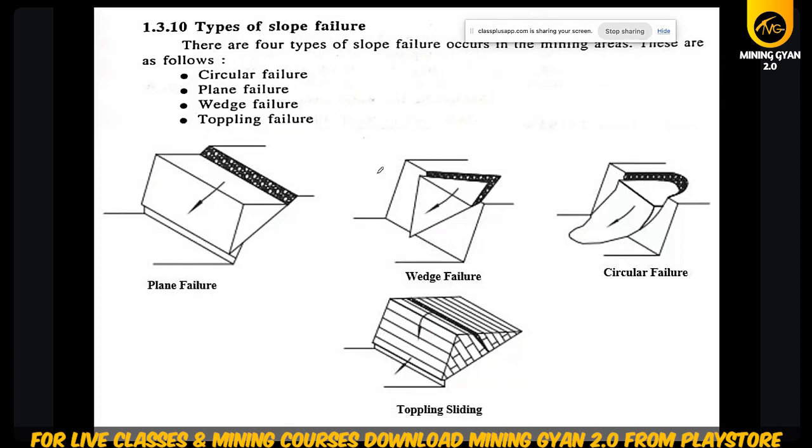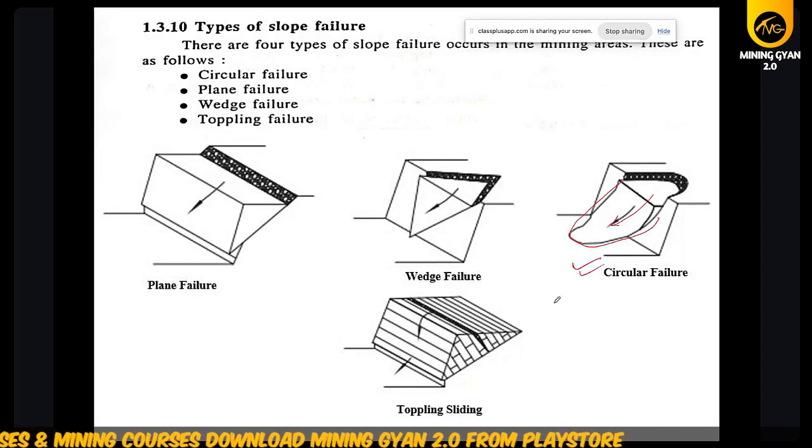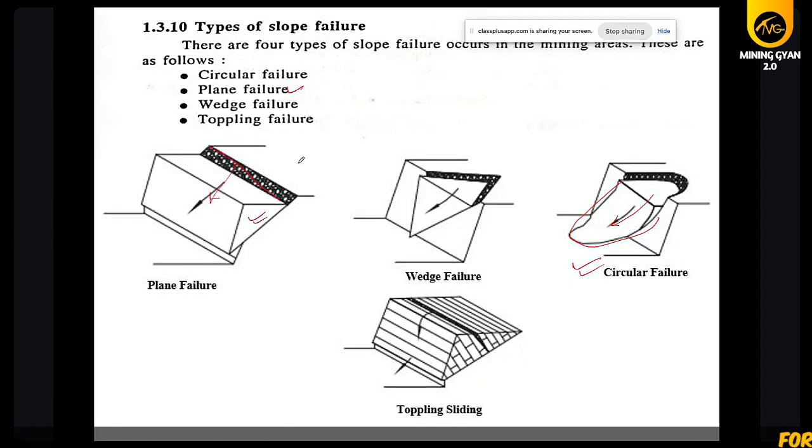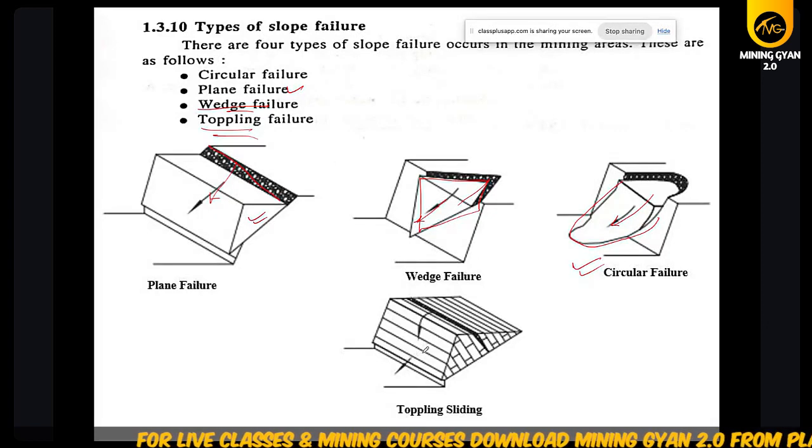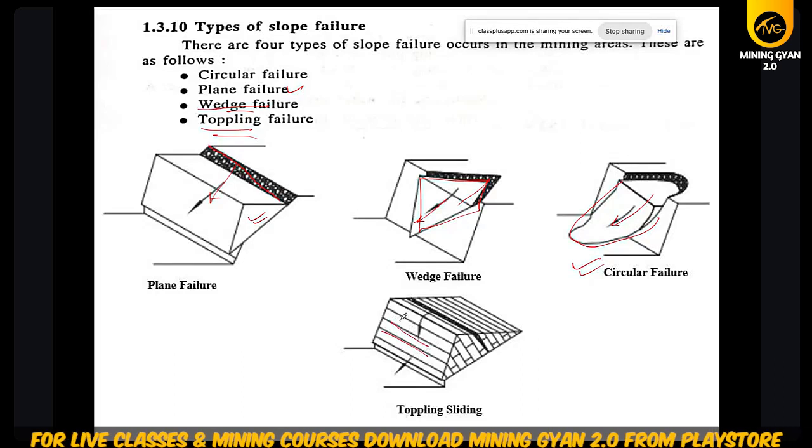First is the circular failure. Circular failure is of this type. The failure will be in circular shape and it will fall down. Second type is a plane failure. Plane failure is if the whole plane fails in this way. Wedge failure means if the failure is in wedge format, then it will be the wedge failure. And toppling means it will topple one by one. It is known as toppling failure.